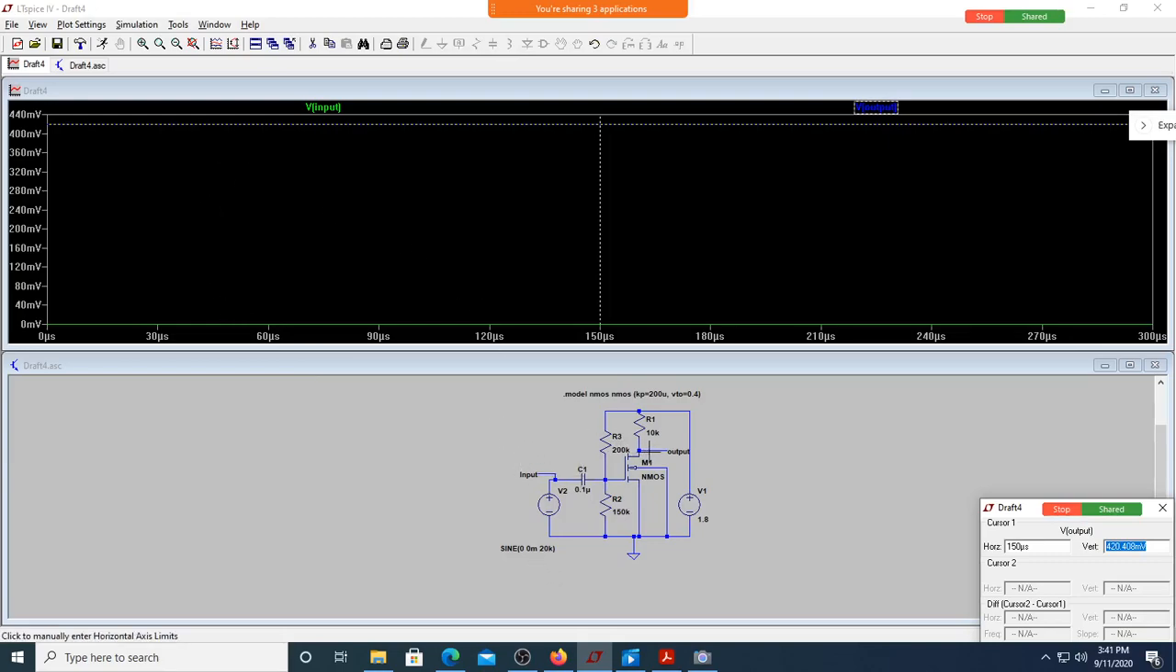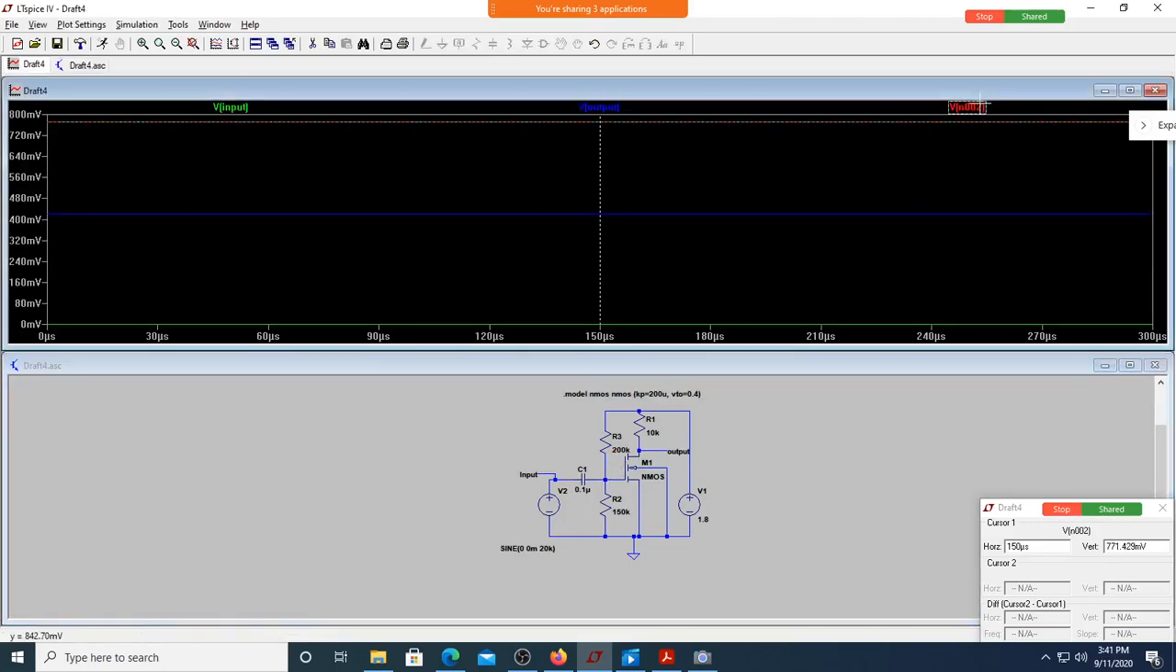Okay, how much is the voltage here? How much is this here?